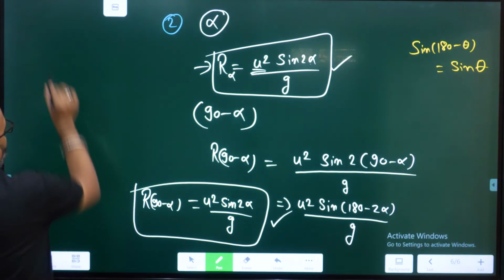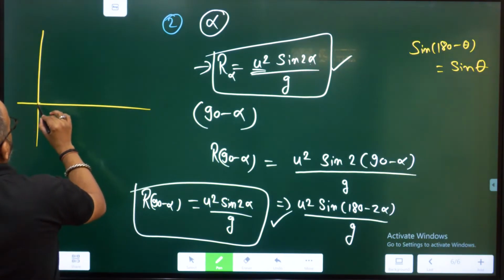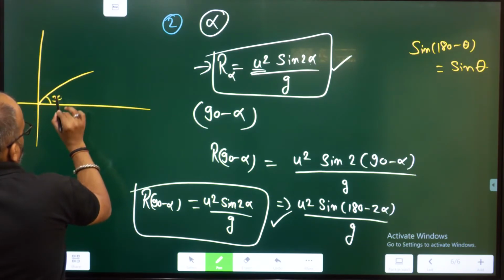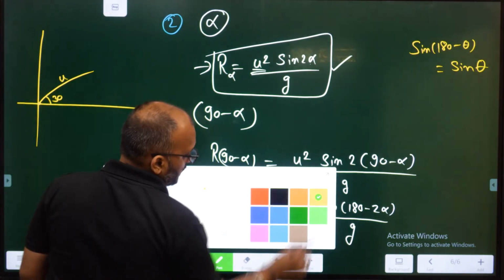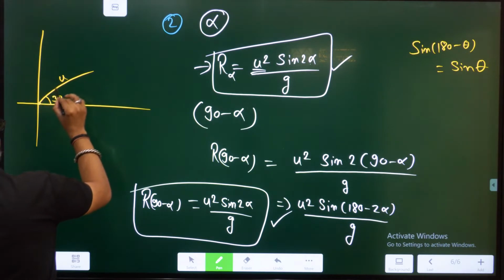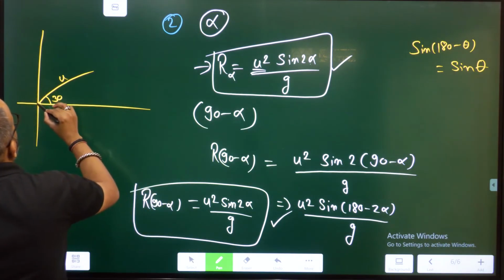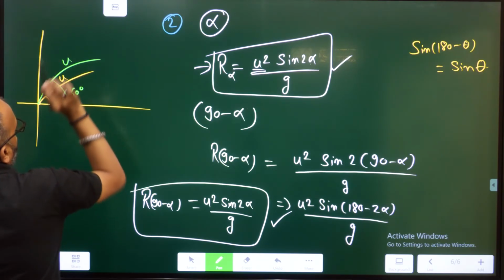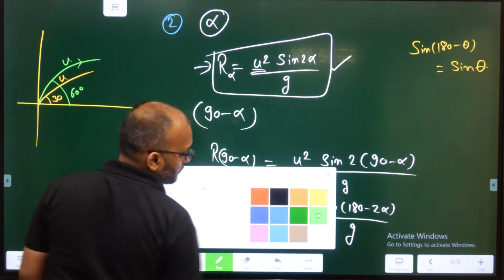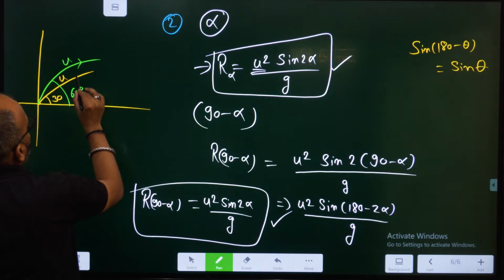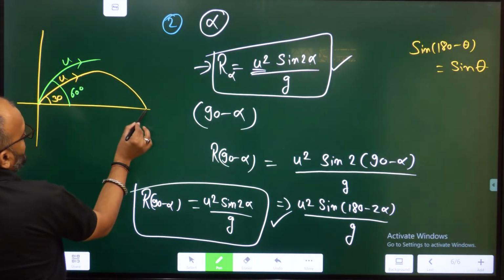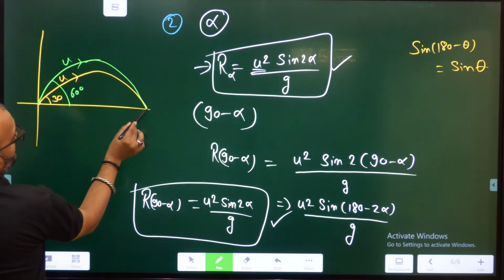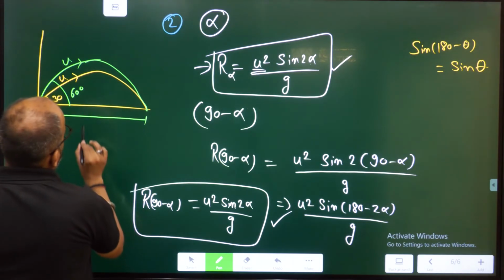Please get into the depth. The meaning is that if you are projecting a particle with an angle of 30 degree and its velocity is u, and if you project another particle with an angle of 60 degree and its velocity is also u, both of these particles will cover the same range. Getting me or not?